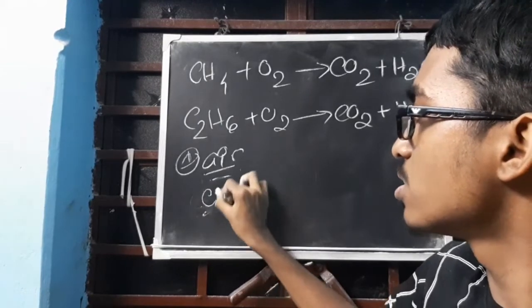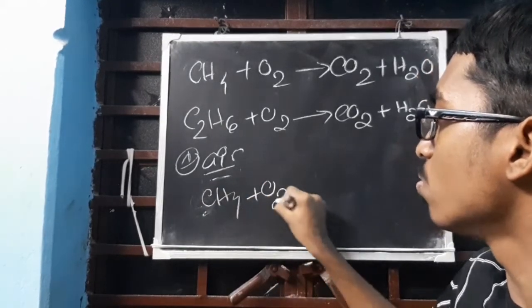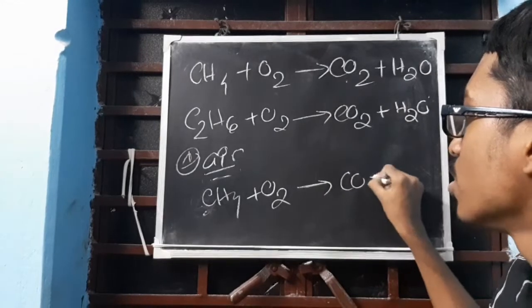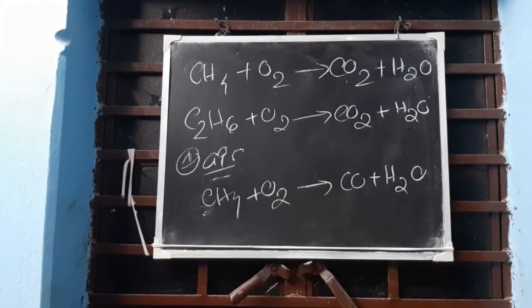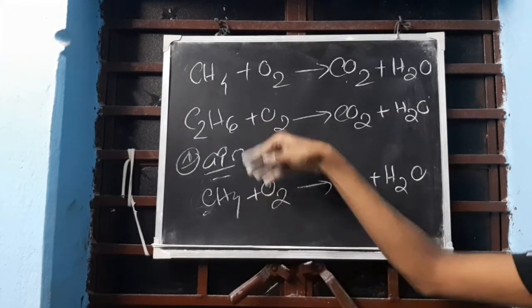In that case, CH4 when reacting with O2, instead of this product, it will give this one. You already know that. Insufficient air means incomplete combustion, which gives rise to carbon monoxide. Correct? Ethane will also give you the same.